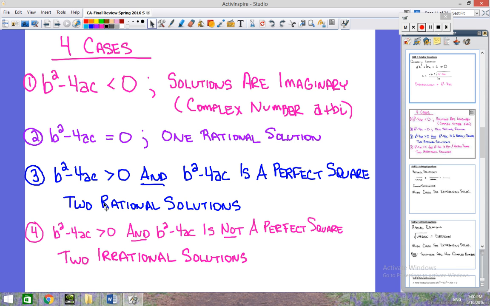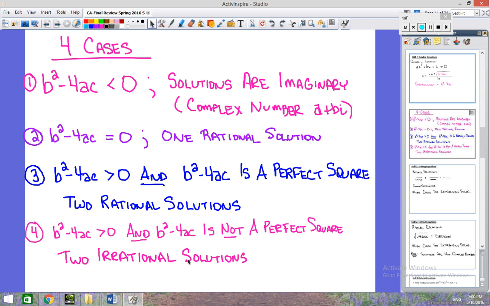When it's a perfect square, those two solutions are referred to as rational solutions. You won't have a radical in your answer. But when you can't simplify that radical, when it's not a perfect square, it's called an irrational number, and you'll have a radical in your answer.